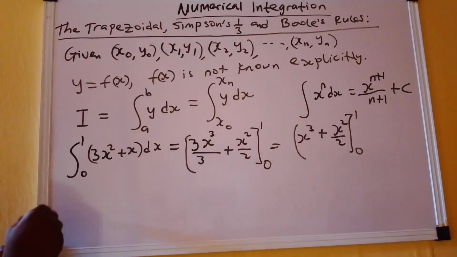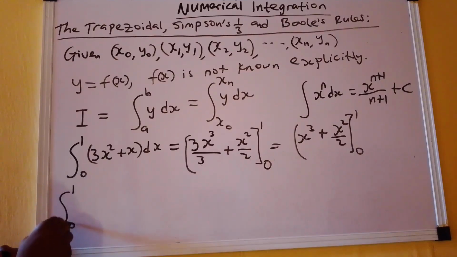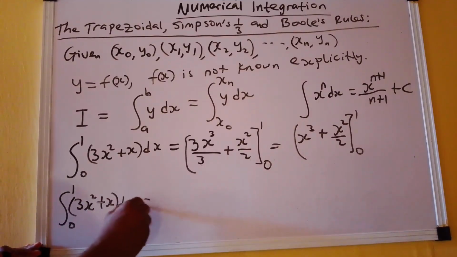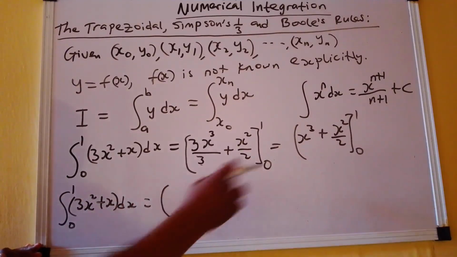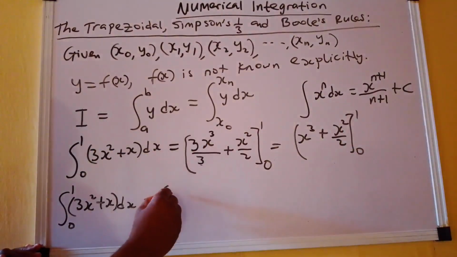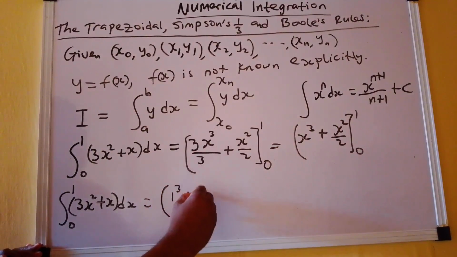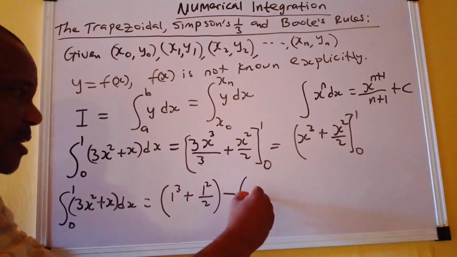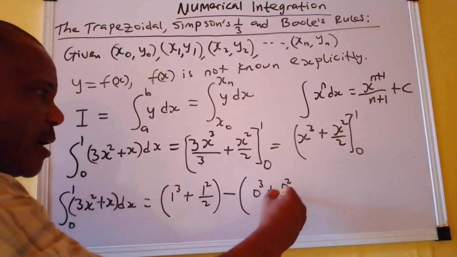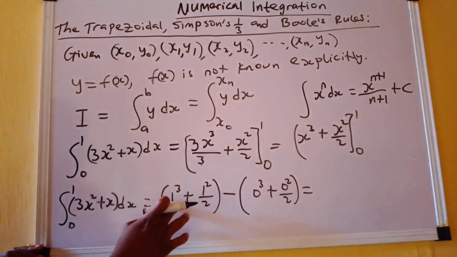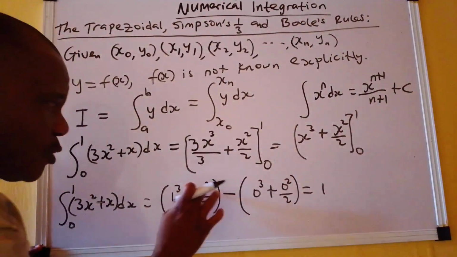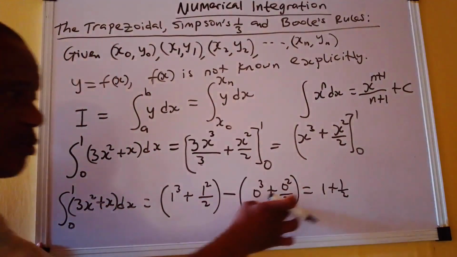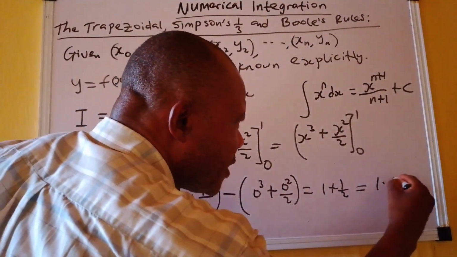So now this will become the integral from 0 to 1 of 3x squared plus x dx. You open the bigger bracket, the upper bound will take the first value to be 1 raised to the power 3 plus 1 squared all over 2. You put the bracket minus that of the lower bound, 0 raised to the power 3 plus 0 squared all over 2. So this will be equal to 1 raised to the power 3 is 1 plus 1 raised to the power 2 is 1, plus 1 all over 2. Of course this other part will be 0. So this will be equal to 1.5.